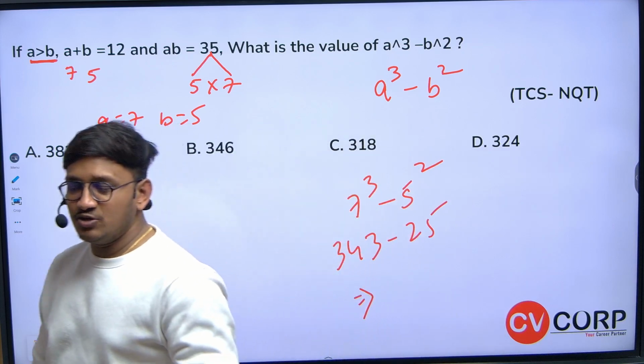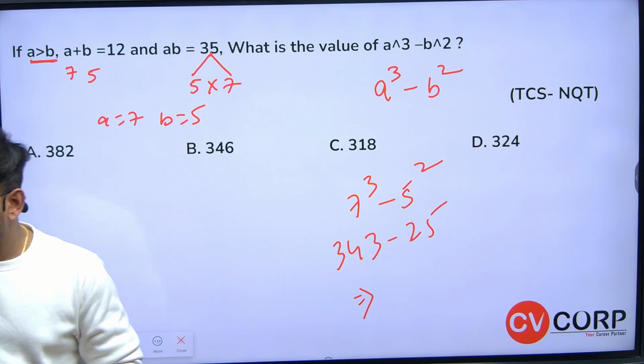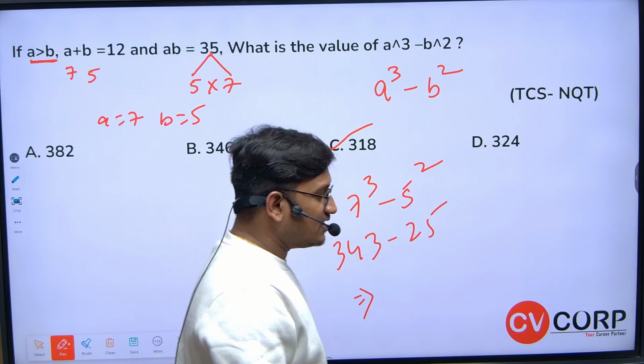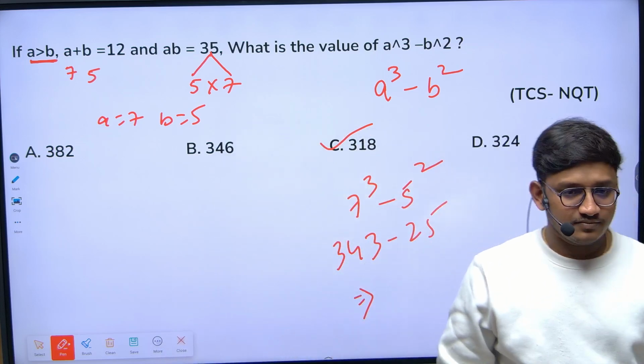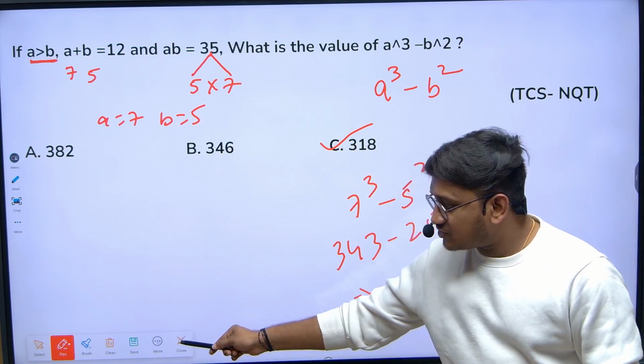That's it. Here you just need to identify the value of A and the value of B. Yes, exactly. Now I'm getting answers in the chat box. So the answer is 318, that is 343 minus 25. Exactly. Now let's move on to the next one.